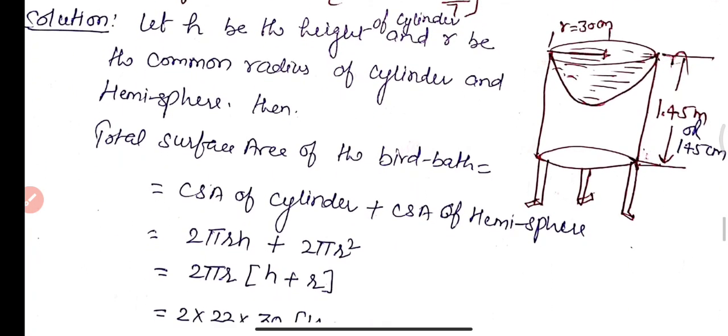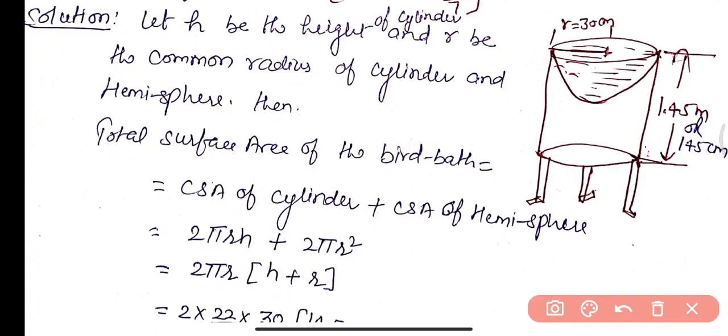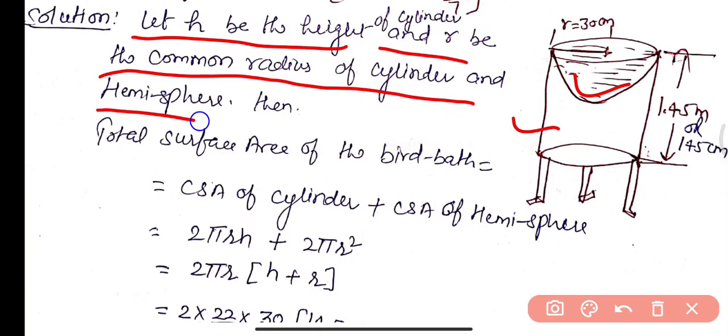So we are having a bird bath like this solid, a cylinder and a hemispherical end on the top. So we have two shapes in the figure. Here first one is the hemisphere on the top and a cylinder. So let h be the height of the cylinder and r be the common radius of the cylinder and hemisphere.